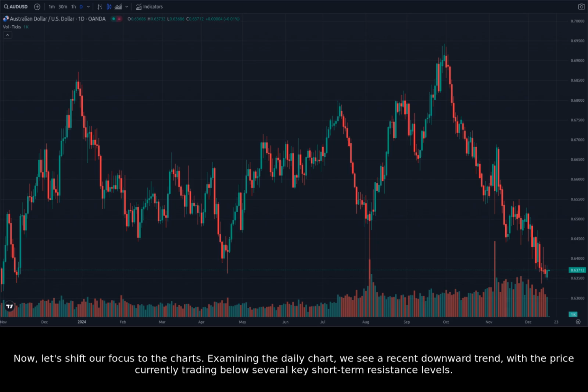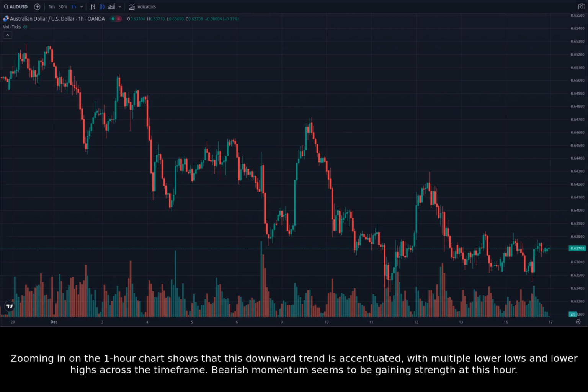Now, let's shift our focus to the charts. Examining the daily chart, we see a recent downward trend, with the price currently trading below several key short-term resistance levels. Zooming in on the 1-hour chart shows that this downward trend is accentuated, with multiple lower lows and lower highs across the time frame. Bearish momentum seems to be gaining strength at this hour.